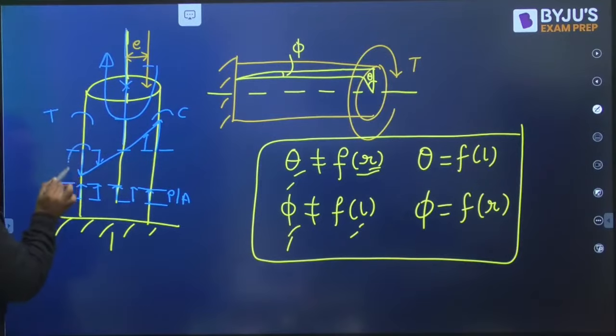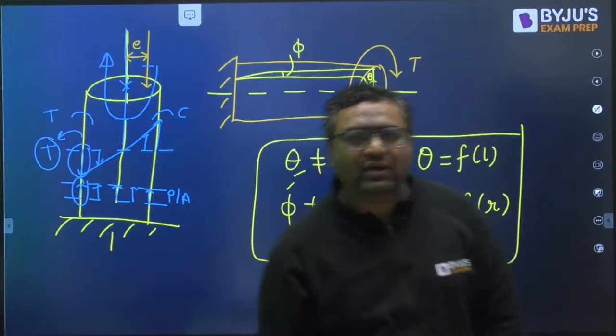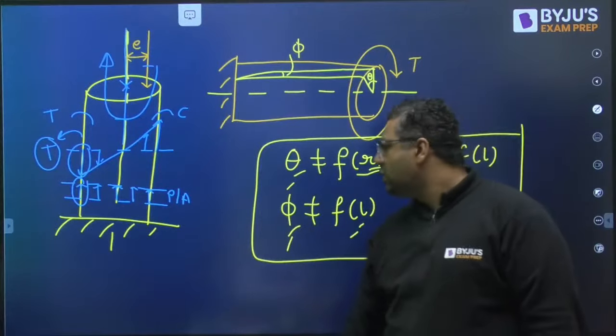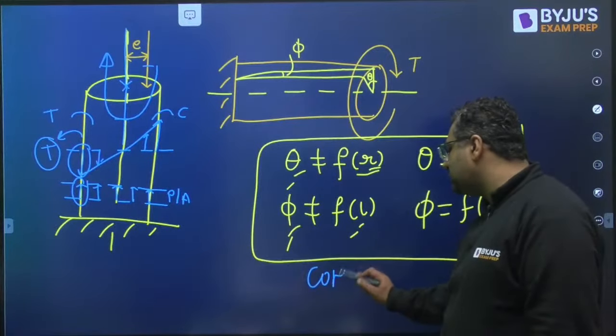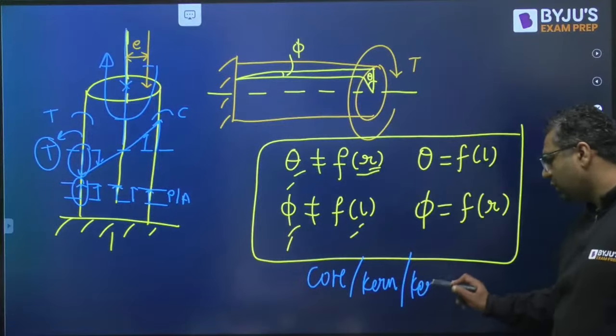Because of this tension, if it is more than the compression, these fibers will come into tension, and that is what we need to avoid. And that is the funda of core, kern and kernel. Core has three names: core, kern or kernel.